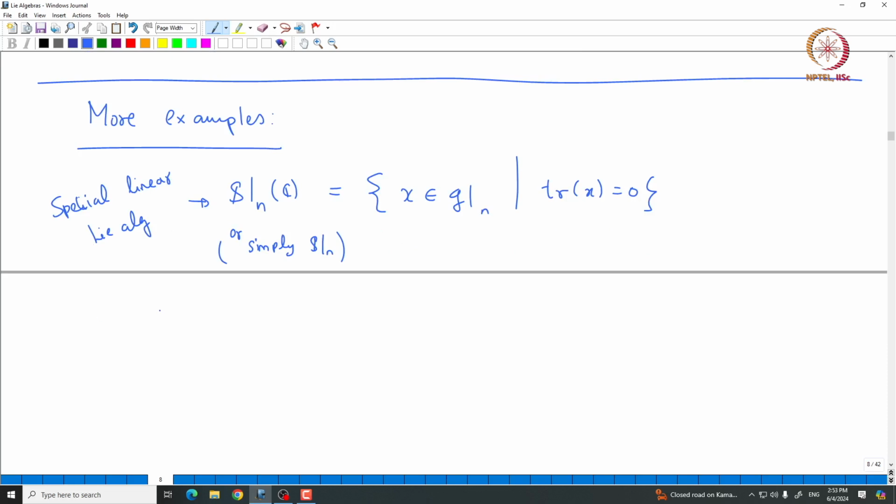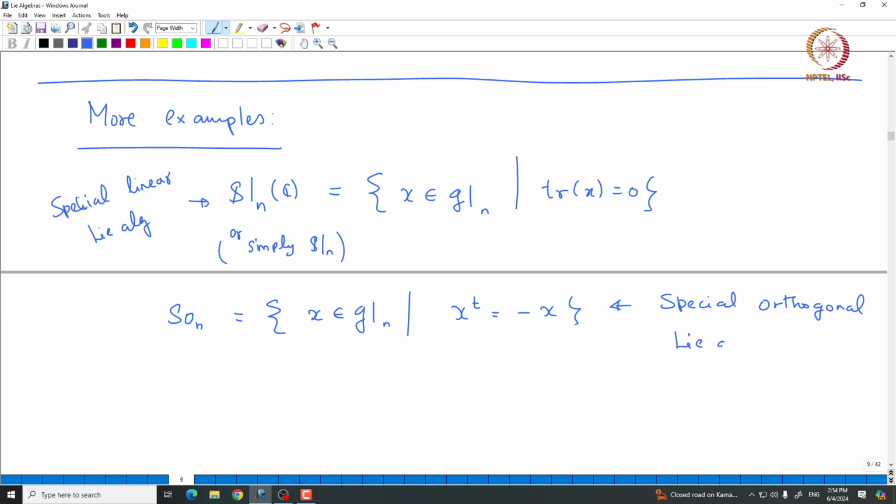Here is another important family of Lie algebras, which is called SO_n. SO_n is the collection of those matrices such that X transpose is equal to minus X. This is called the special orthogonal Lie algebra.